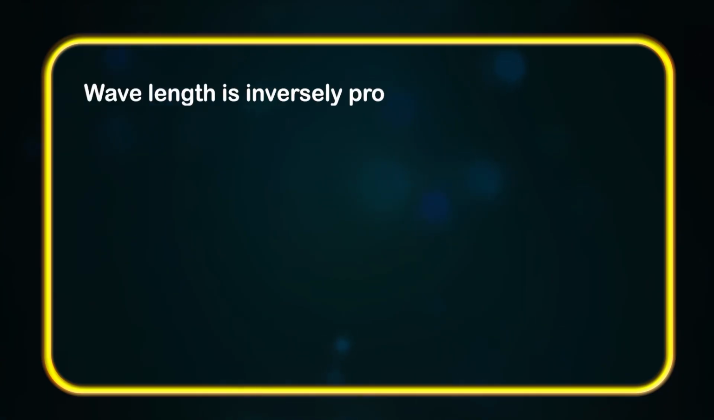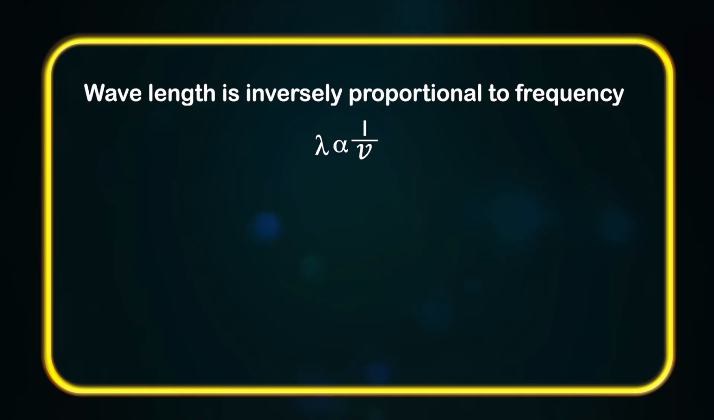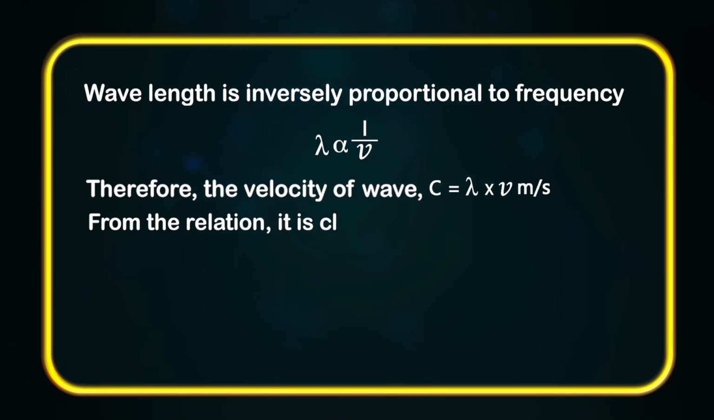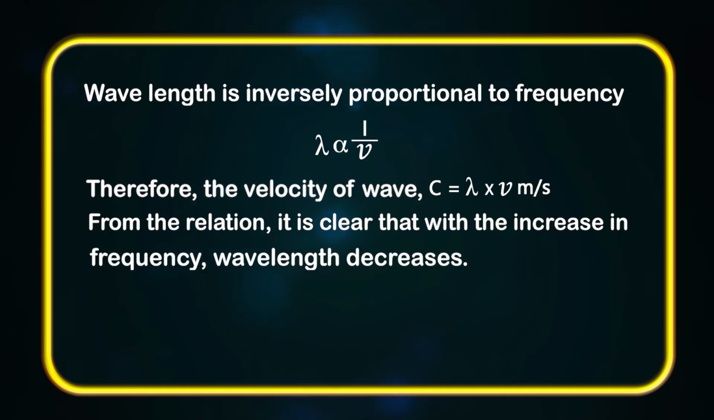Wavelength is inversely proportional to frequency. That is, lambda is inversely proportional to 1 by v. Therefore, the velocity of the wave, c, is equal to wavelength into frequency, in meters per second. From the relation, it is clear that with the increase in frequency, wavelength decreases.